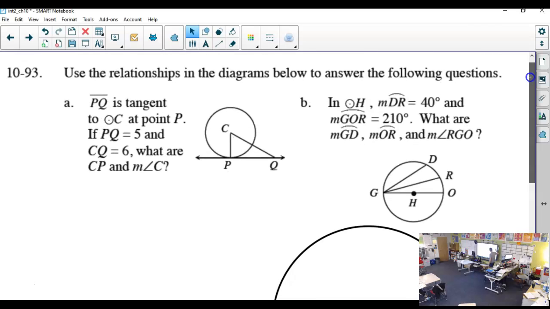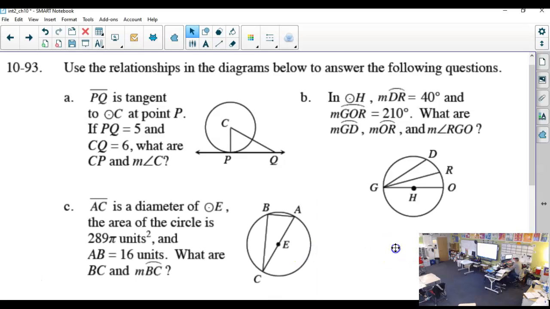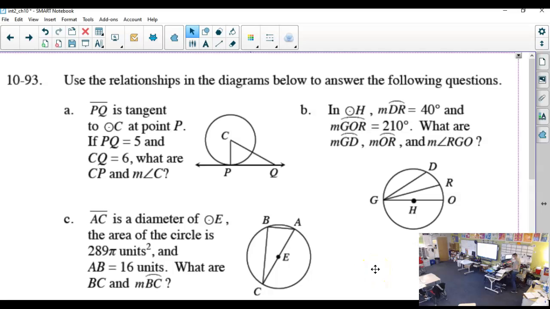All right, part B. I'll delete all that stuff once I can click on my keyboard. Well, arc OR is 30 degrees, which means GB has to be 110. And what side is little RGO? It's 30 over 2. 13 degrees. Yep. All right, what about C? AC is the diameter. AB is 16, or BC.